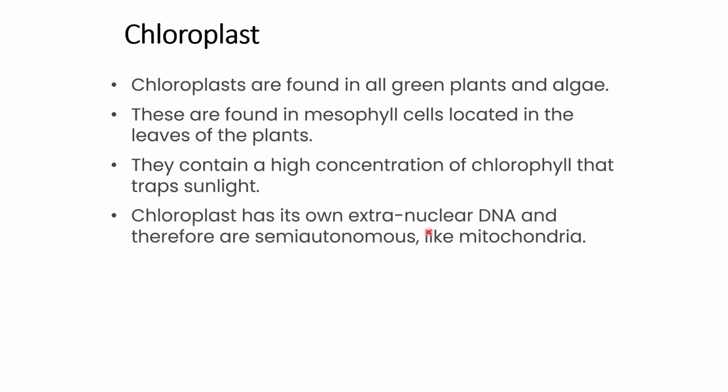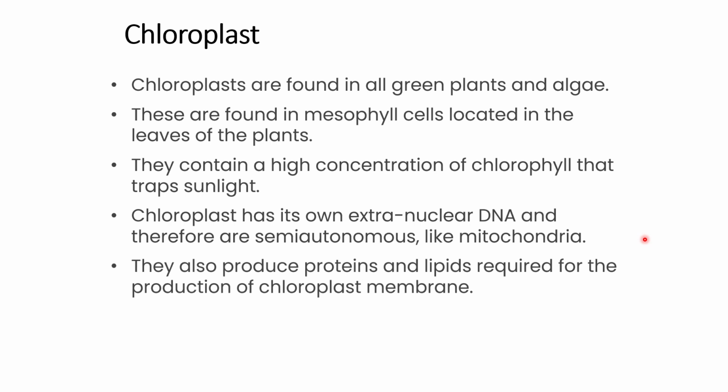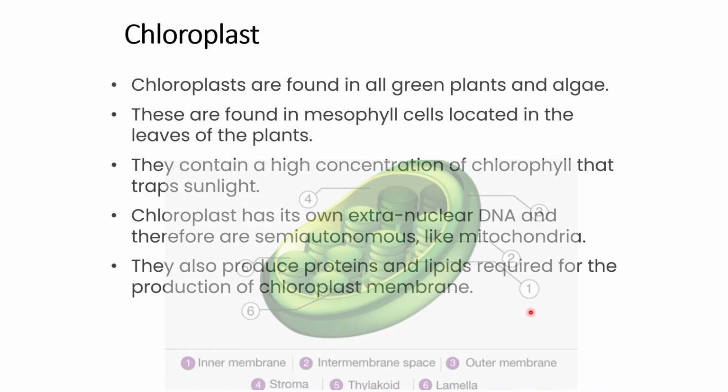Chloroplast has its own extranuclear DNA and therefore is semi-autonomous like mitochondria, which means a chloroplast can give rise to another chloroplast just like mitochondria can give rise to another mitochondria. They also produce proteins and lipids required for production of the chloroplast membrane.